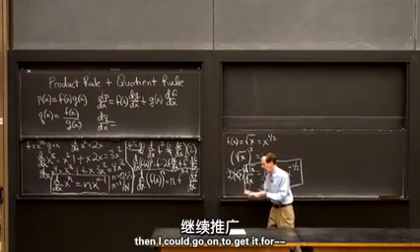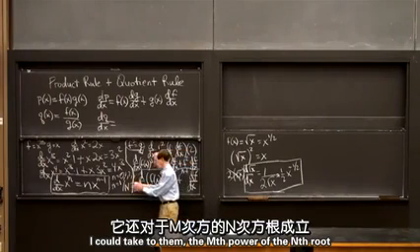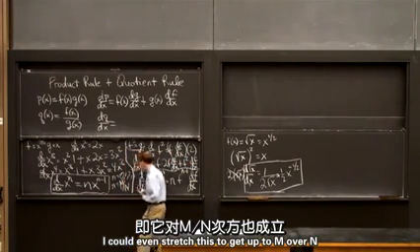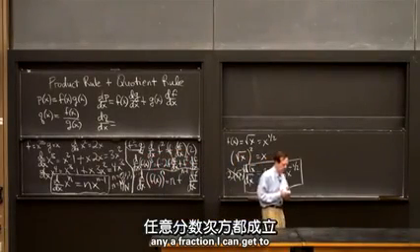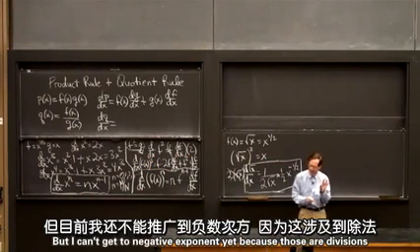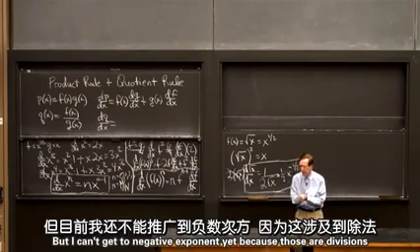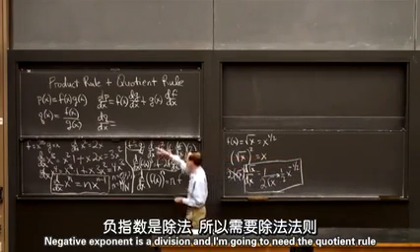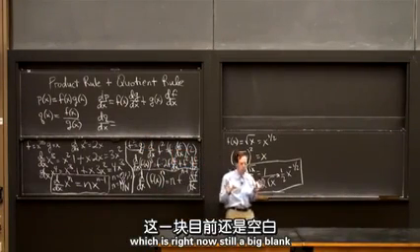Then I could take the mth power of the nth root. I could even stretch this to get up to m over n. Any fraction I can get to. But I can't get to negative exponents yet, because those are divisions. A negative exponent is a division, and I'm going to need the quotient rule, which is right now still a big blank.